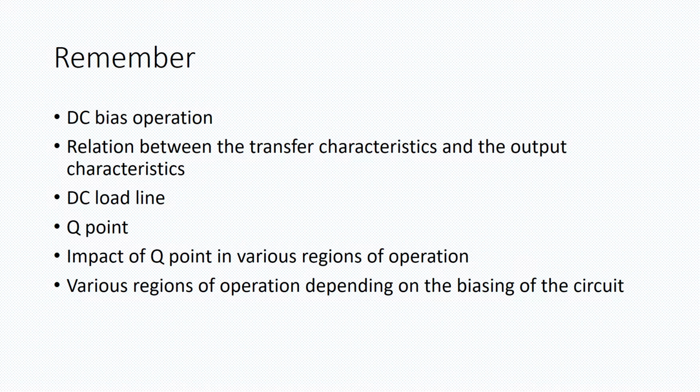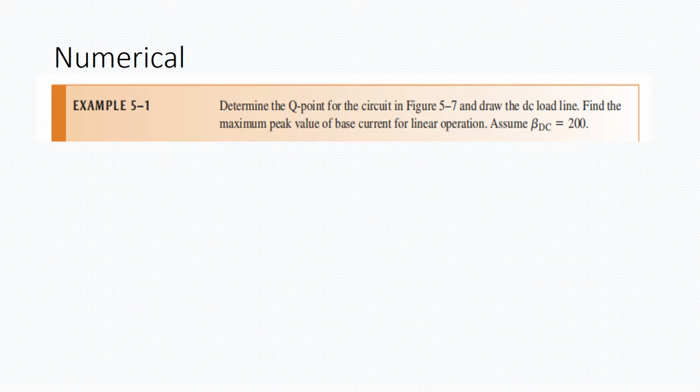Then the Q point. What is the method for deciding the Q point, and the impact of the Q point in the various regions of operation, and the various regions of operation depending on the biasing of the Q point. A simple numerical based on the Q point.